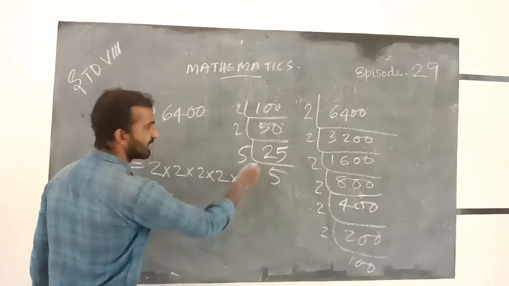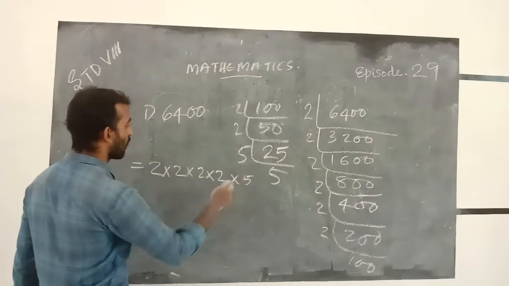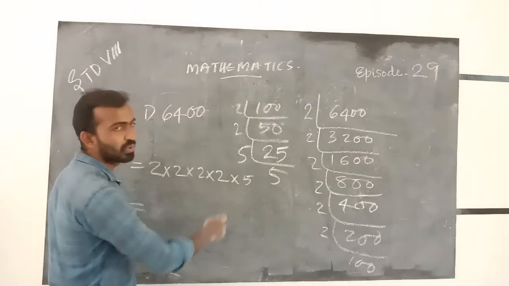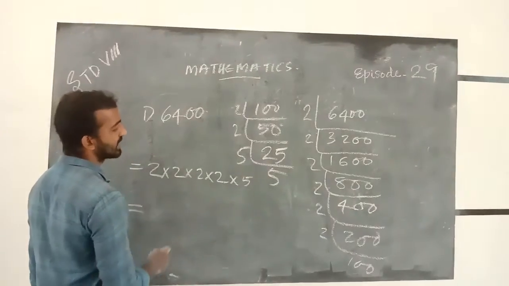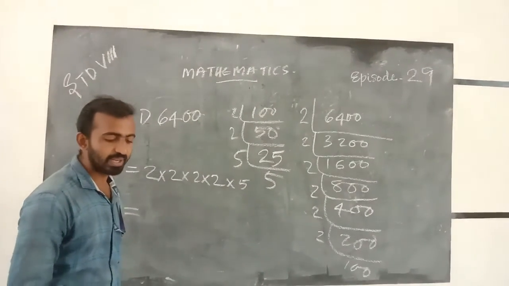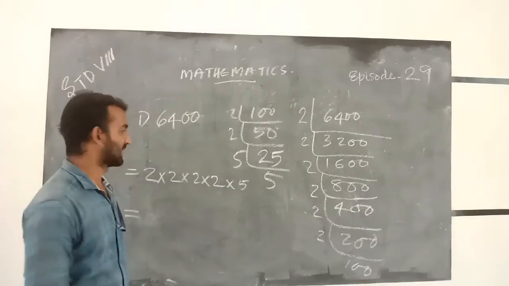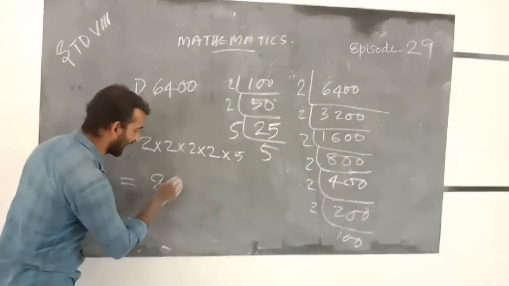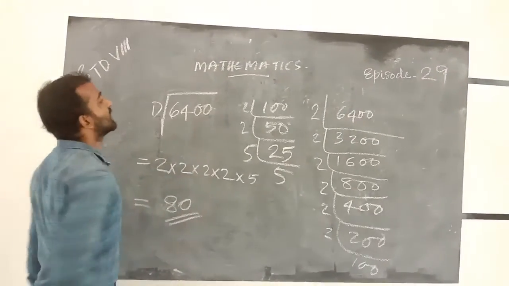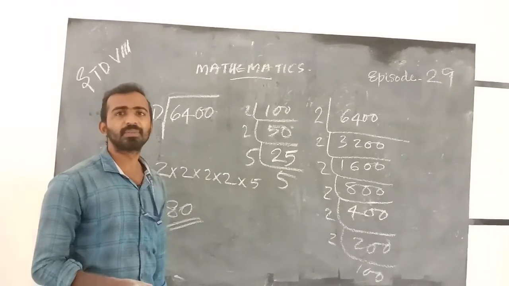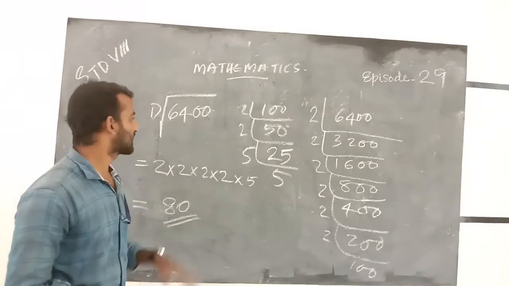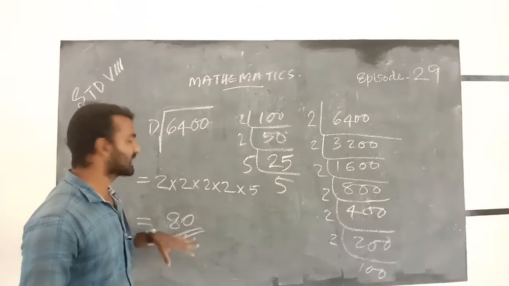And here 5 is 2 times, so 1. That is what we get. 2 into 2, 4, 4 into 2, 8, 8 into 2, 16, 16 into 5, what do we get? We get 80. Is it? Yes. The answer is 80. That is, the square root of 6400 is 80. Is it? Yes. Here the answer is 80.